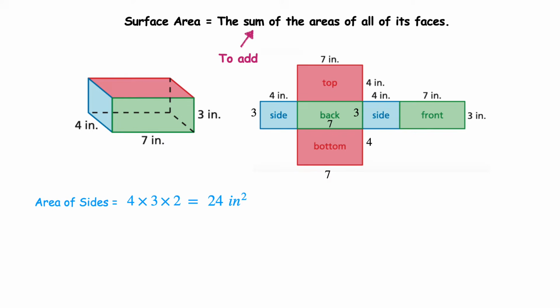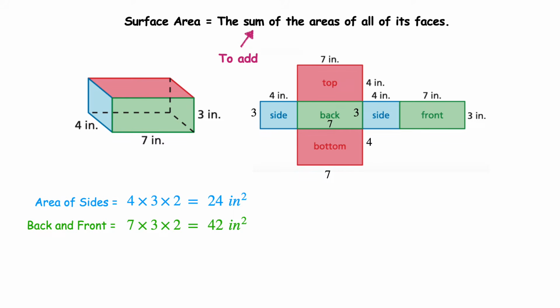Next, I find the areas of the back and front faces. The length is 7 inches and the width is 3 inches, so I'll multiply 7 times 3. And since they are also congruent, I will multiply by 2 here as well to get 42 inches squared.